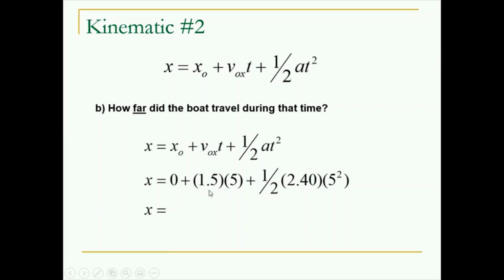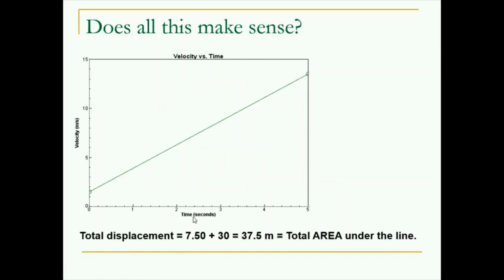Velocity initial, 1.5 times time plus 1/2 times the acceleration times 5 squared. One of the things people tend to do is they leave off that squared. So make sure you include that when you're doing these type of problems. And then if you solve for it, you should get 37.5 meters. One of the other things too, when you do one of these problems, just stop after 1 decimal place. That'll be fine.